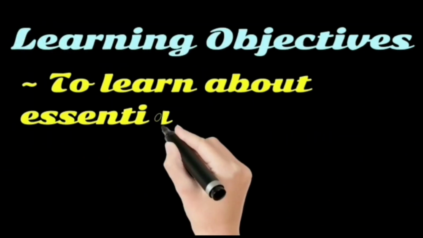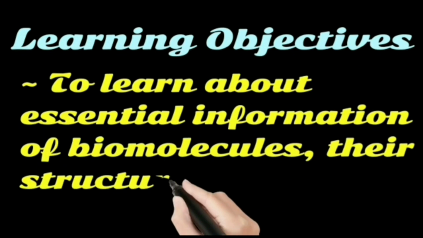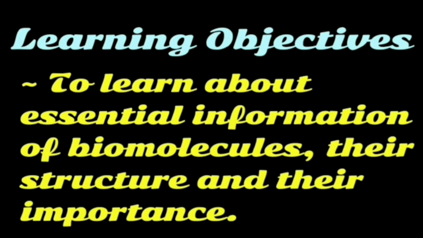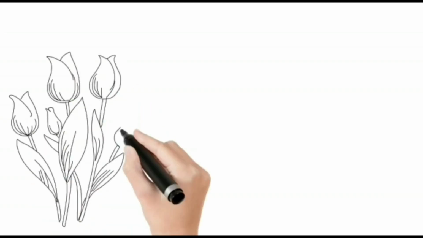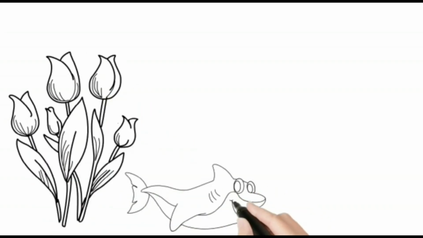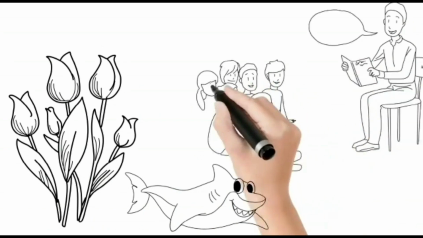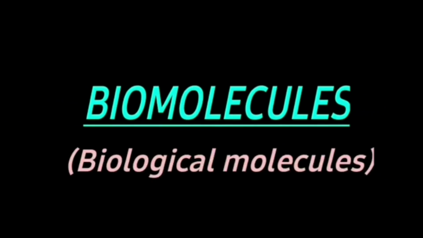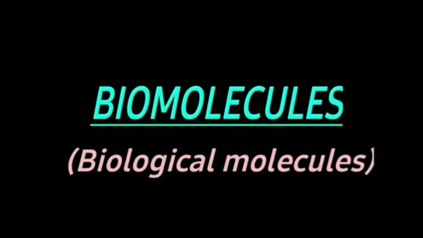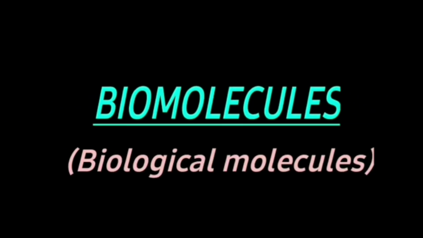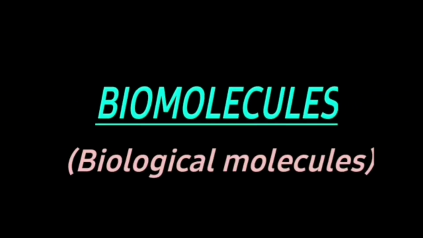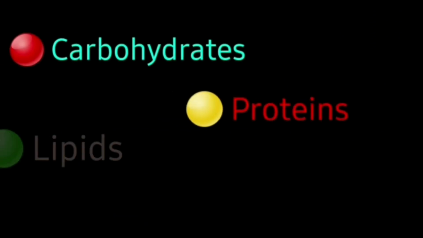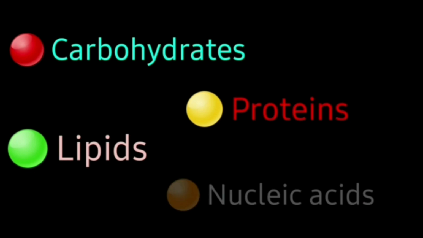Children, in this class, we are going to learn some essential information on biomolecules, their structure and their importance. All living things are composed of carbohydrates, lipids, proteins and nucleic acids. They are generally called biomolecules. Biomolecules or biological molecules are the essential organic molecules involved in the maintenance and metabolic process of living organisms. The four major types of biomolecules are carbohydrates, proteins, lipids and nucleic acids.